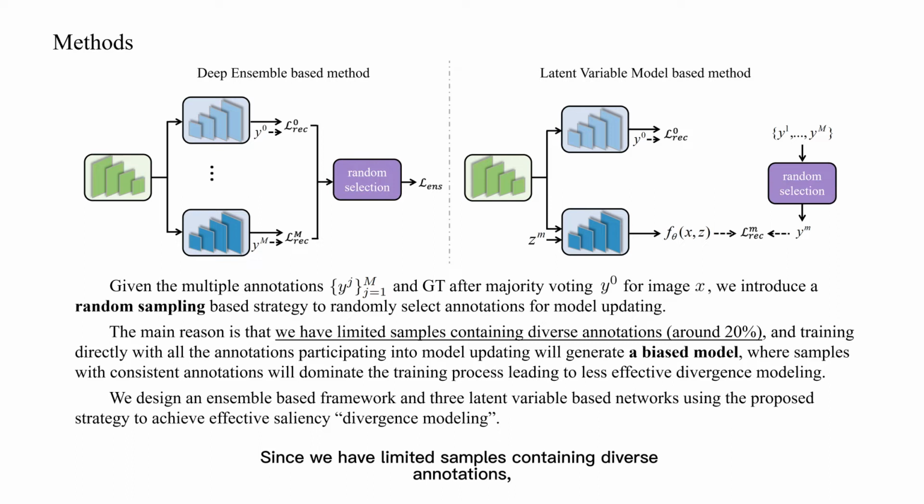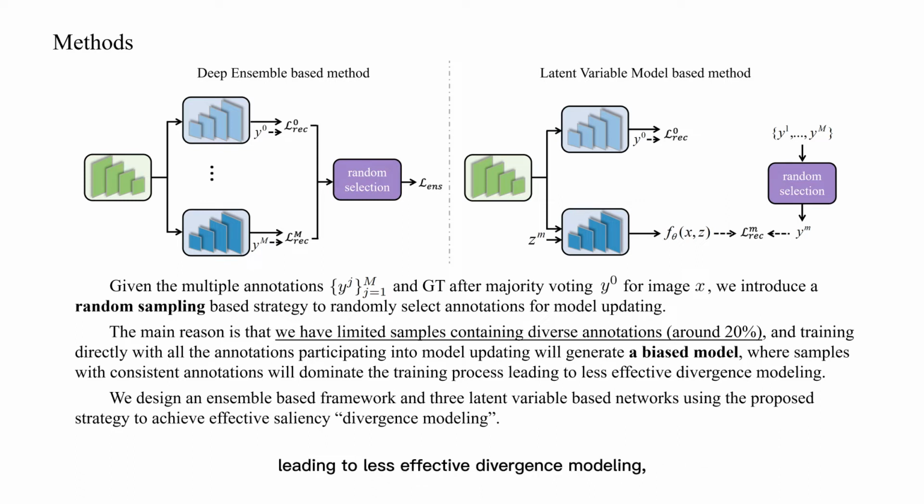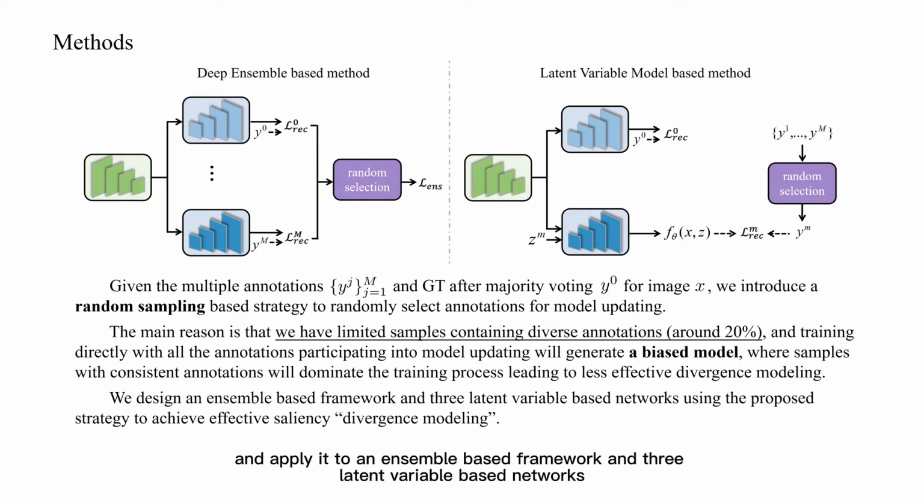Since we have limited samples containing diverse annotations, and training directly with all the annotations will generate a biased model, where samples with consistent annotations will dominate the training process, leading to less effective divergence modeling. We propose a random sampling-based strategy to randomly select annotations for model updating and apply it to an ensemble-based framework and three latent variable-based networks to achieve diverse predictions and effective saliency divergence modeling.